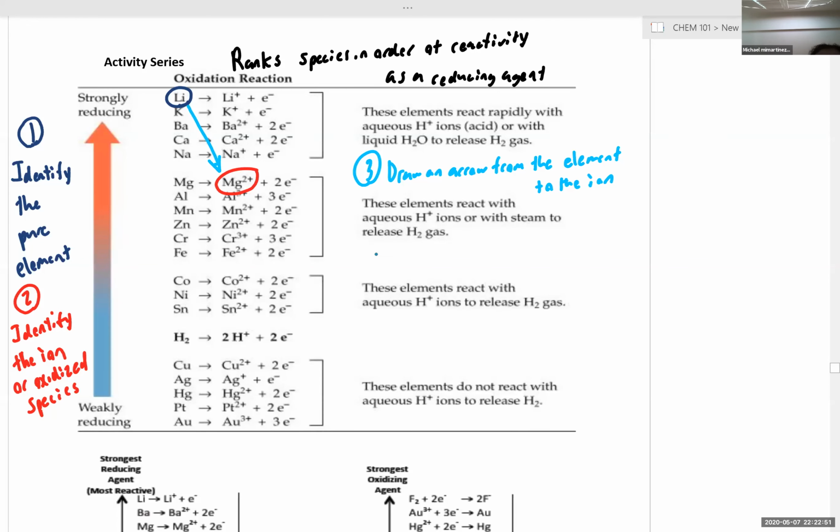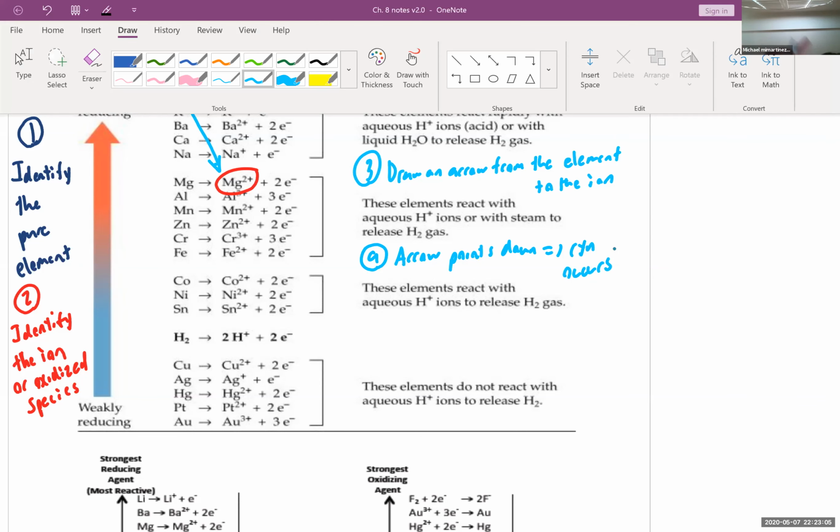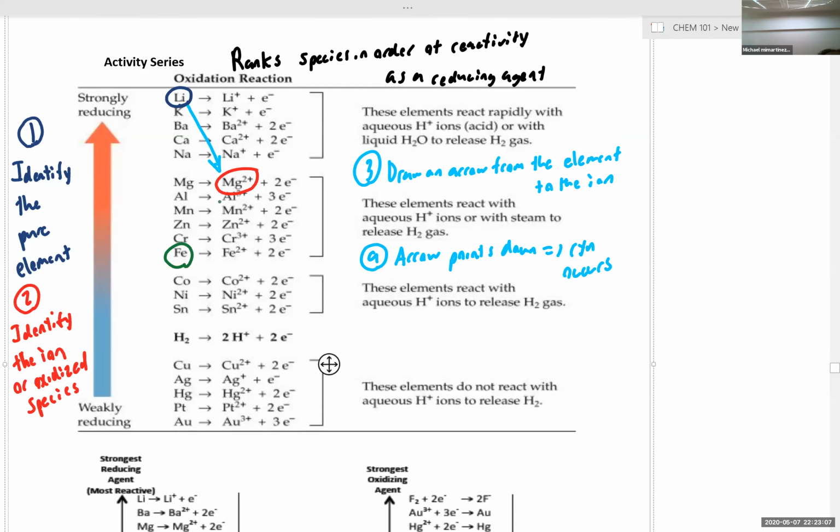Okay, and there are two options. So option A, if the arrow points down, then the reaction occurs. In option B, if your arrow points up, the reaction does not occur.